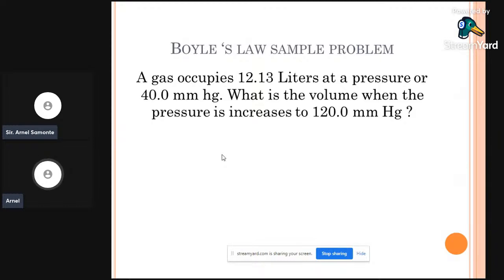A gas occupied 12.13 liters at a pressure of 40.0 millimeters of mercury. What is the volume when the pressure is increased to 120 millimeters of mercury? Liters refers to volume, so we already have the initial volume. 40 millimeters of mercury refers to pressure, so we have the initial pressure and the final pressure. What is missing is the final volume.